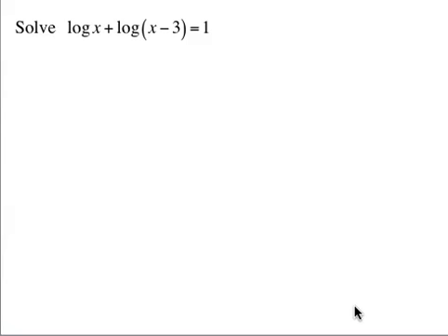Our next case is to solve an equation: log x plus log x minus 3 equals 1. Now before doing any log equations, remember you cannot take a log of 0, you cannot take a log of a negative number. The logarithm functions are only defined on positive numbers. Well, here we have log x plus log x minus 3. The sum of the logs is the same as the log of the product. So log x times x minus 3.